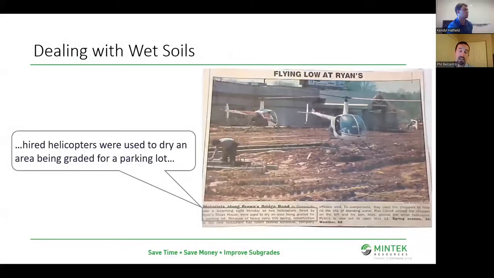As you can tell, this is a newspaper excerpt cut out from a newspaper. These folks down in Gainesville, Florida, were trying to dry an area for a parking lot for a Ryan's Steakhouse, and they actually hired helicopters to, I guess, try to generate some wind currents and help dry things out. So probably not your safest, probably not your most efficient use. And I don't know if they're necessarily related, but that Ryan's is no longer in business. So maybe they spent a little too much money trying to dry up the soil in unconventional ways.